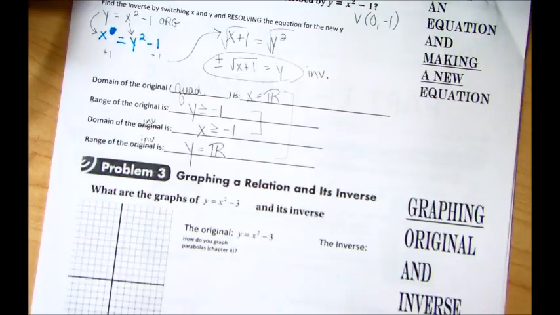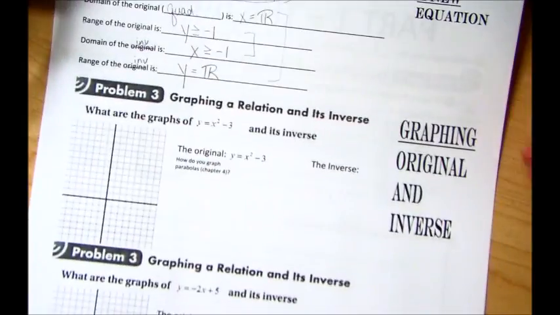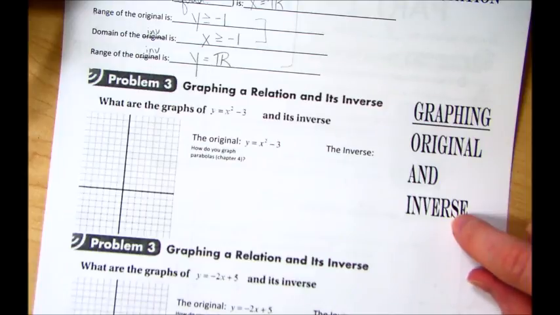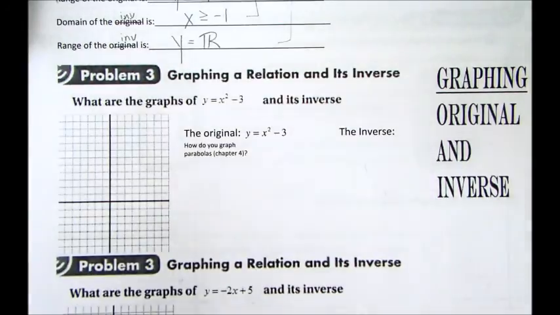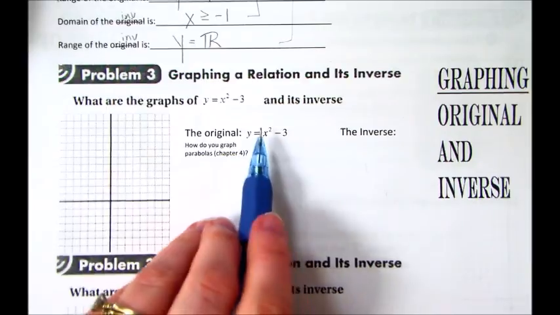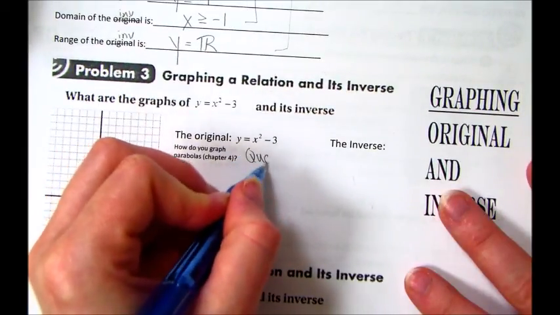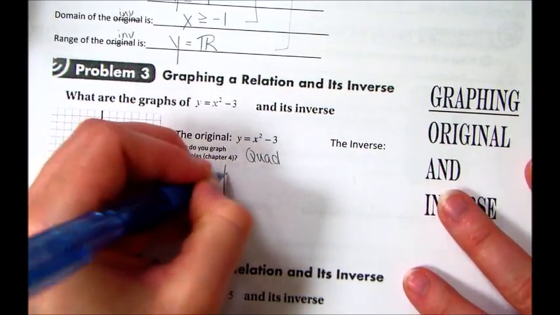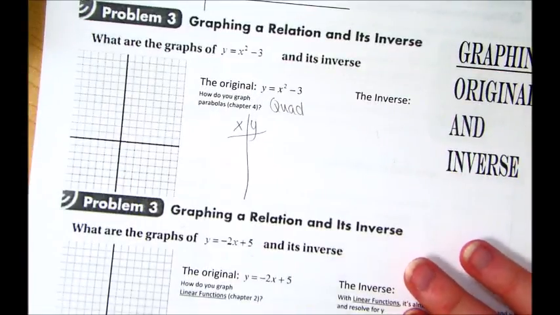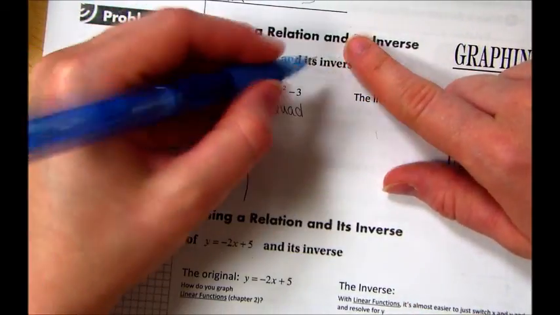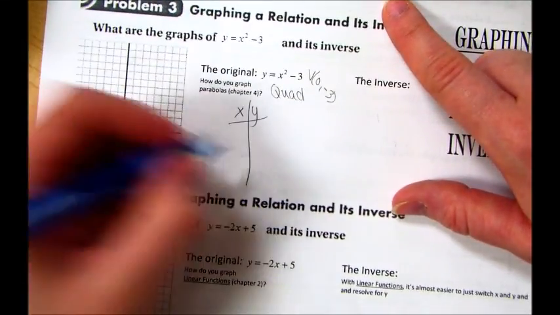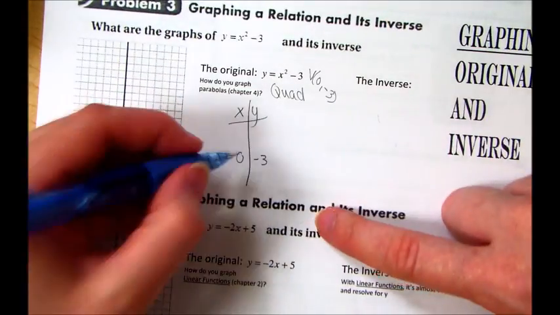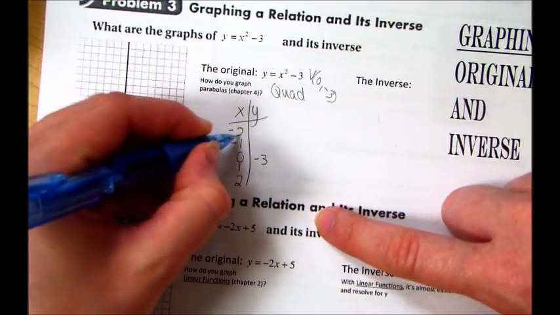Okay. Problem 3, time to learn how to graph these things, graphing an original and its inverse. So let's say we have y equals x squared minus 3, and I want you to graph both it and the inverse. Well, that means you need to remember your chapter 4 stuff, and you need to remember that this is a quadratic, and in order to graph quadratics, you have to have an XY chart. You put your vertex in the middle. Again, I hope that you remember your vertex in this problem is 0, -3. That comes from your chapter 4 skills. So you put 0, -3 in the middle, and you surround it with its corresponding numbers.